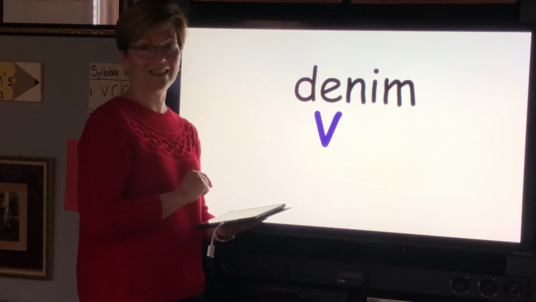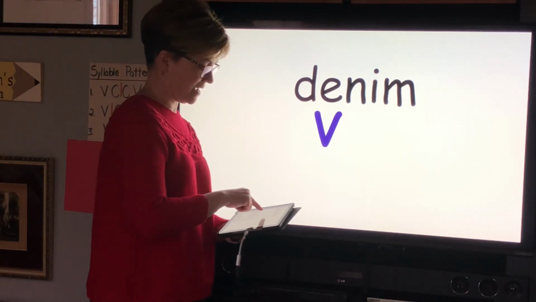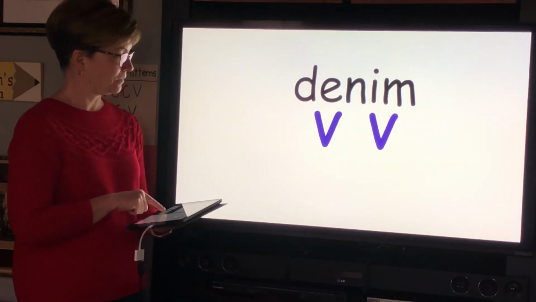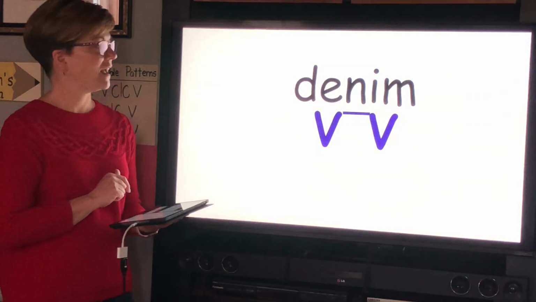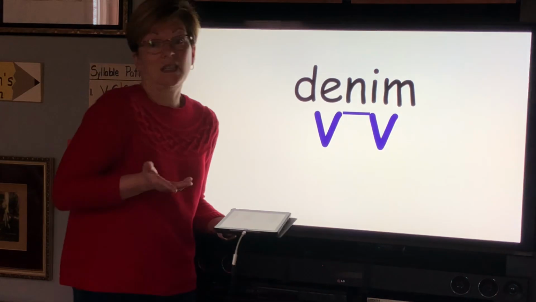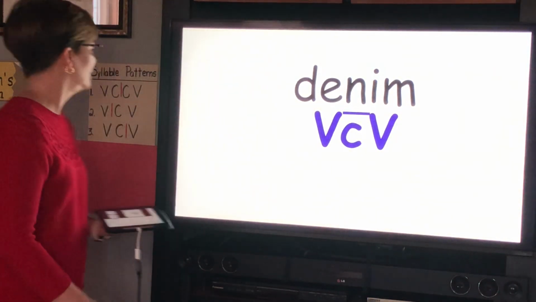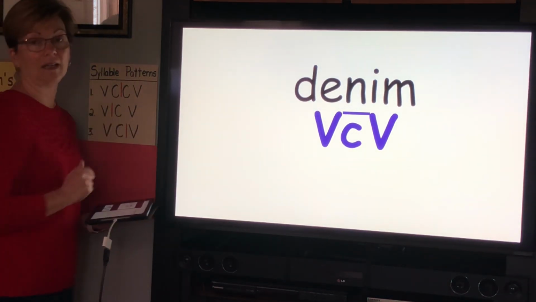Did you yell E? Put a V under the E. What's our next vowel? I see an I. Put a V under the I and draw your bridge. There you go. How many consonants? I just see an N. Put a C under that N. Oh no. We have a VCV pattern. It could be 2 or 3.